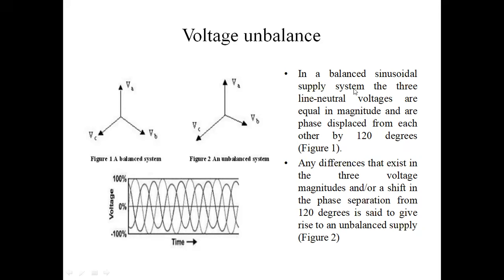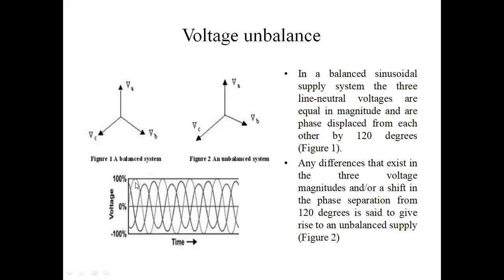In a balanced sinusoidal system, the 3 line-neutral voltages are equal in magnitude and displaced from each other by 120 degrees. Okay, this figure: VA and VB have a 120 degree phase shift, VB and VC have a 120 degree phase shift, and VA and VC also have a 120 degree phase shift. The magnitudes of VA, VB, and VC are also equal. In an unbalanced system, the phase shift between VA and VB is different, not exactly 120, and between VB and VC, and VC and VA, also not 120. The magnitudes are also different. This is an unbalanced system.